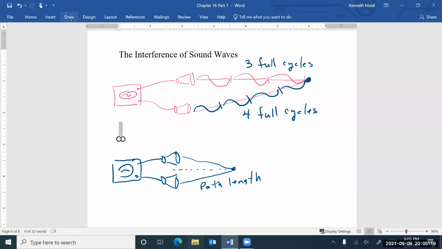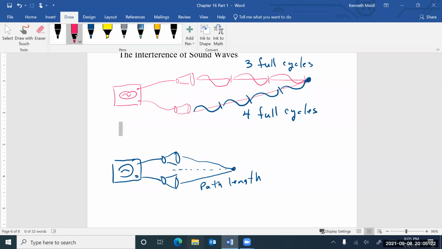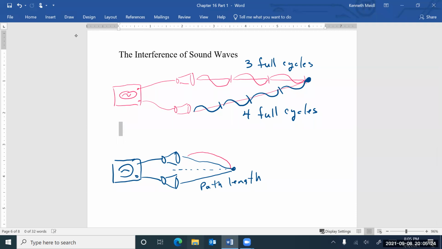So maybe we only have half of a wave completing itself here, but they are here in phase. Up here, they are in phase. And if they are in phase, we say that these are examples of constructive interference. And I'm not sure what my pen is doing here. Interesting.